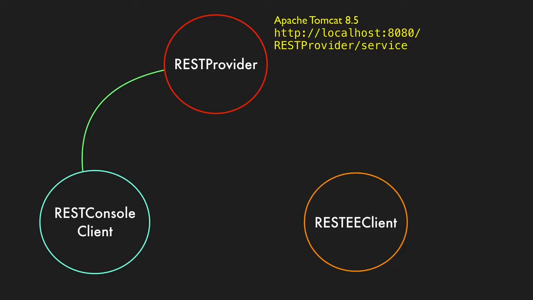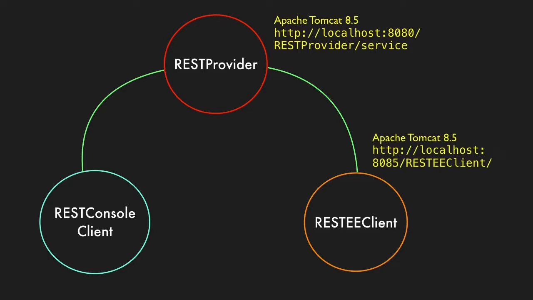The second web service consumer is REST EE Client. It is a Java web-based application that consumes the service from the REST provider. This application runs on a Tomcat server at localhost but uses a different port.